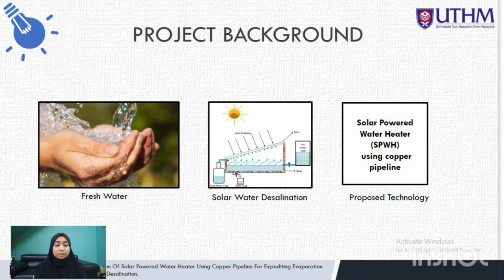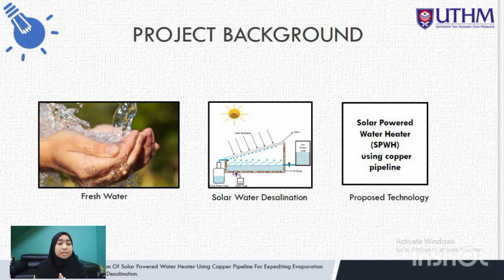For the project background, it involves the solar desalination system, which is a method to produce fresh water. Fresh water is really important to human needs, especially for people who have to find fresh water, for example, people who live in North Africa, the Middle East, and people far away from the source of water.